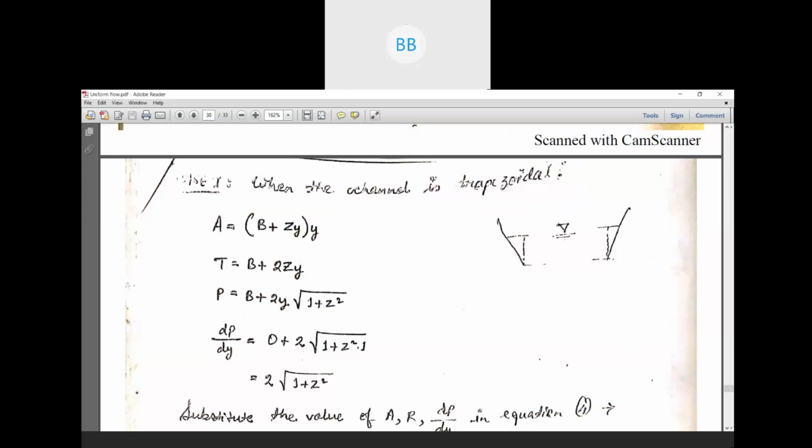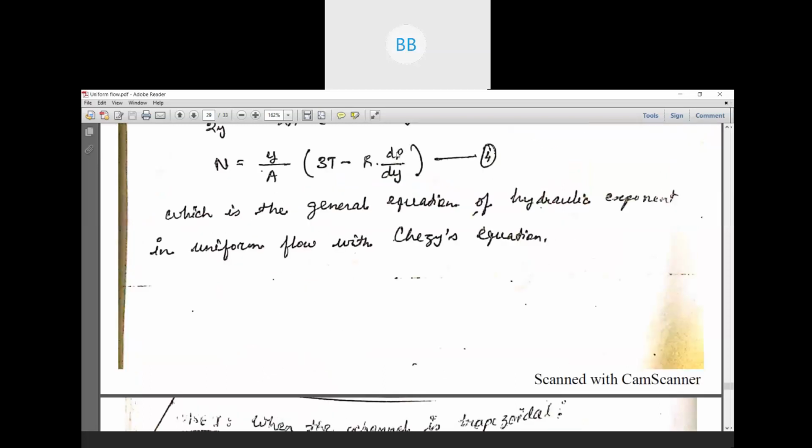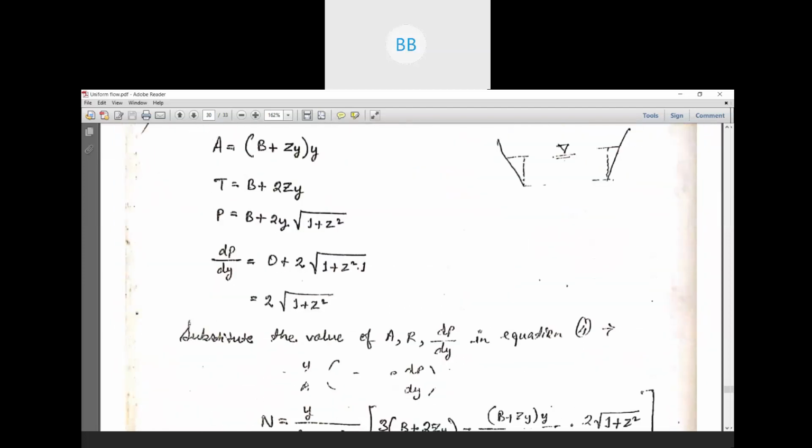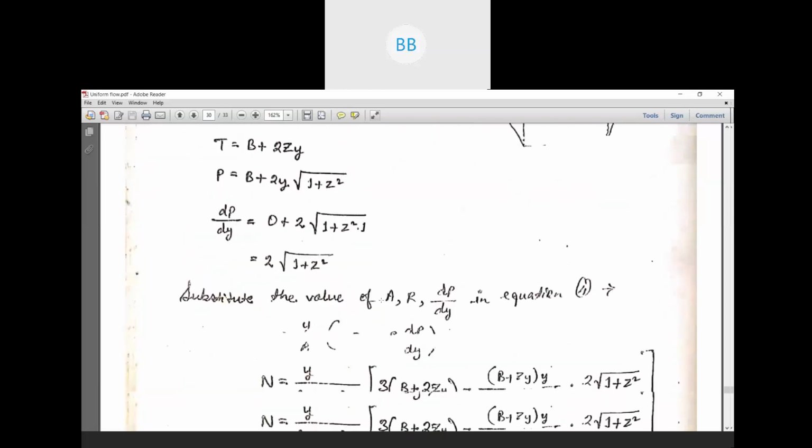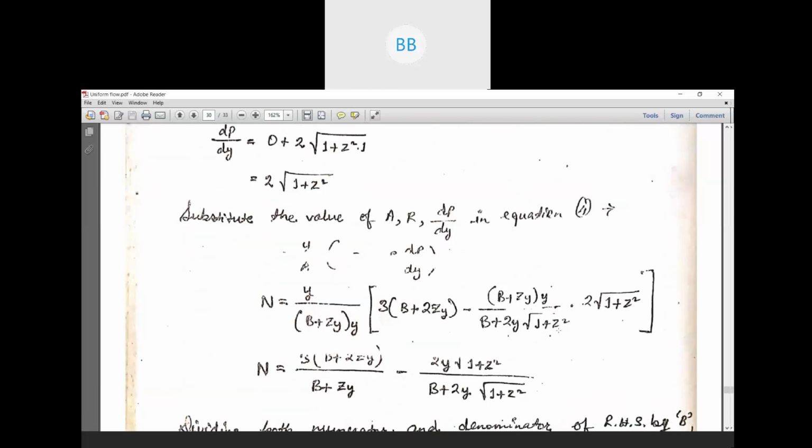Then if you see in that expression we have dP by dy, that is differentiation of wetted perimeter with respect to y. So to calculate this value we have to differentiate P with respect to y. So we will get this expression for a trapezoidal channel, and then we are going to substitute all the expressions of the trapezoidal channel for N, and ultimately we will get an expression for N for a trapezoidal channel.